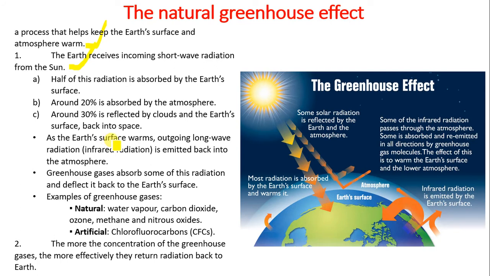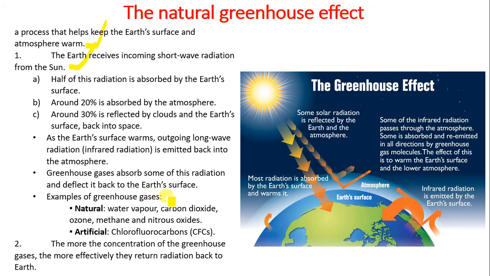Now, as the Earth's surface warms, outgoing long-wave radiation, such as infrared radiation, is emitted back into the atmosphere. So greenhouse gases absorb some of this radiation and deflect it back to the Earth's surface, which helps to keep the Earth's surface warm at night.